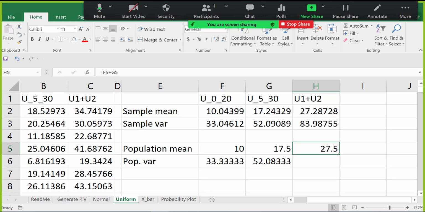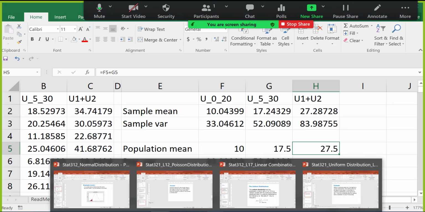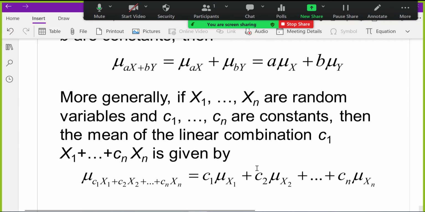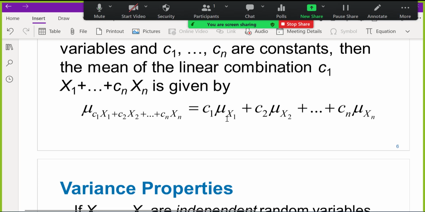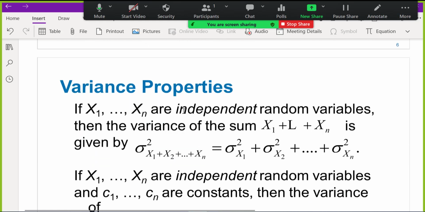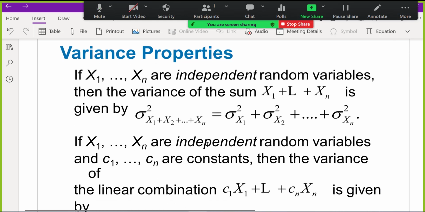So for the variance, there is one condition. You should pay attention. This is about the mean. You can still do linear combination no matter what type of distribution the random variable is from. But for the variance, they should be independent. If they are independent random variables, then the variance you can add together.